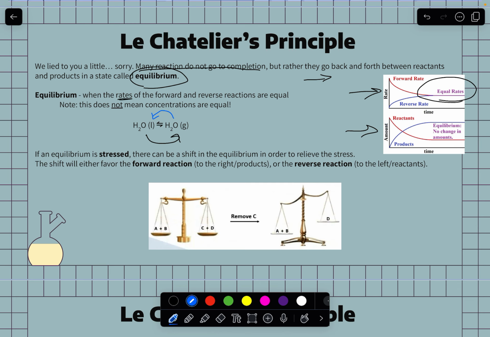During an equilibrium, if we have something called a stress, we can shift it. We can move it around a little bit. This will either favor the forward reaction, which is going to the products, or it'll favor the reverse reaction, meaning we'll make more reactants. With these stresses, think of it like a balance. If you have a balance, you have it equal on both sides, and then you remove a part of it, it's going to shift. If we remove C, the right side goes up, the left side goes down. So what do we need to do to make it equal again? That's what we're going to figure out.